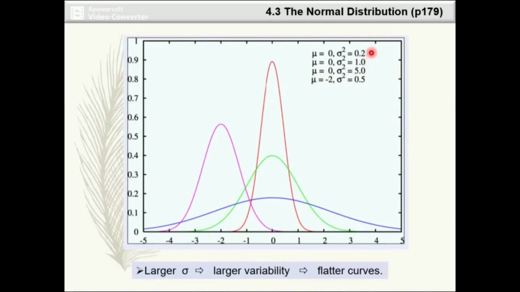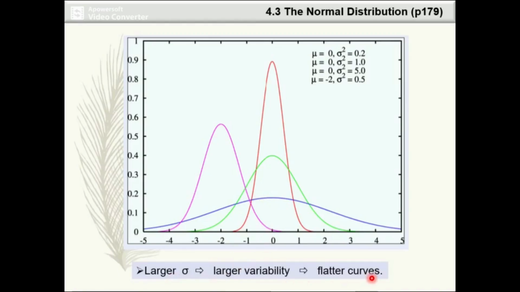When the variance gets bigger, so 0.2, 1, 5, you see the spread becomes bigger. So that 0.2 is this red one. The 1 is the green one here, so you see it's getting more spaced out. And the blue one is the one with variance of 5. It's getting even more spread out. So in other words, the larger the standard deviation, or sigma, the larger the variability, and hence the flatter the curves.